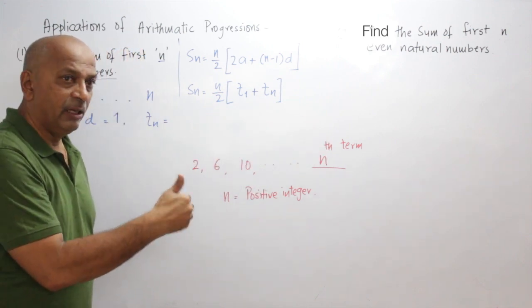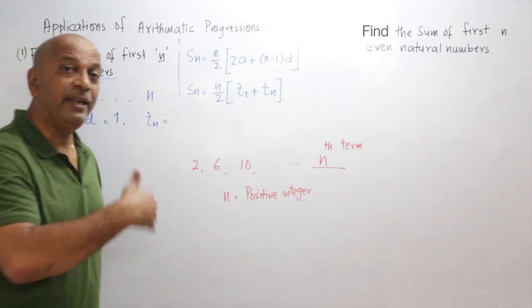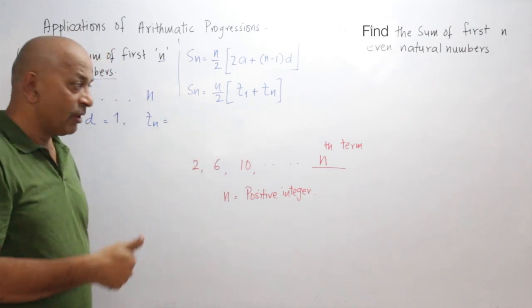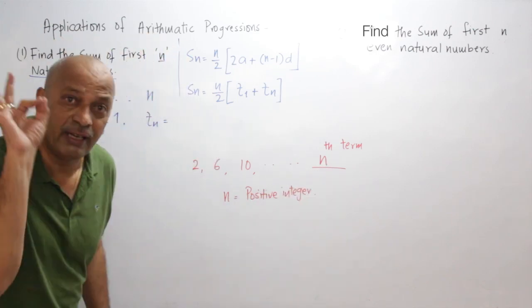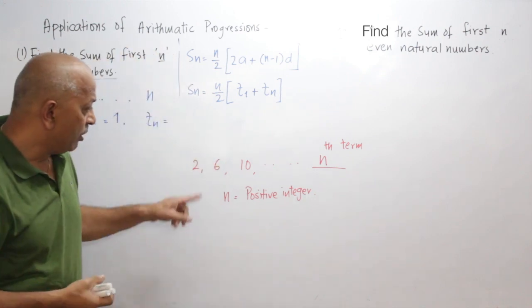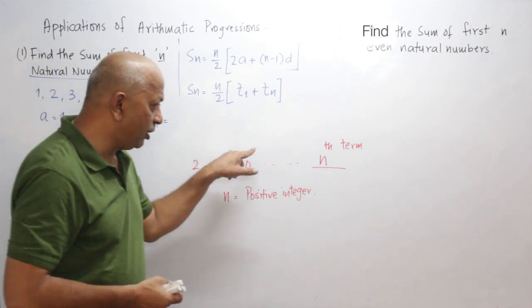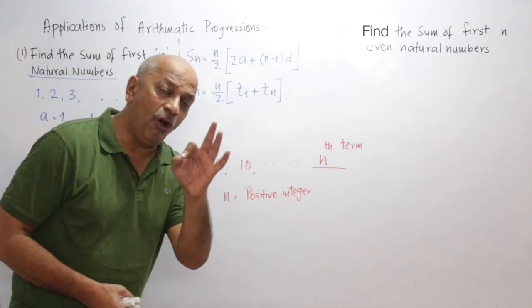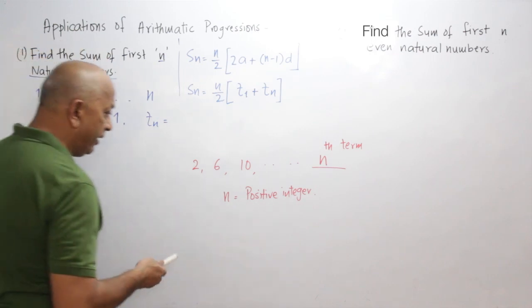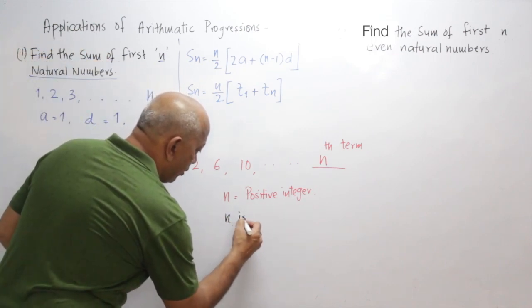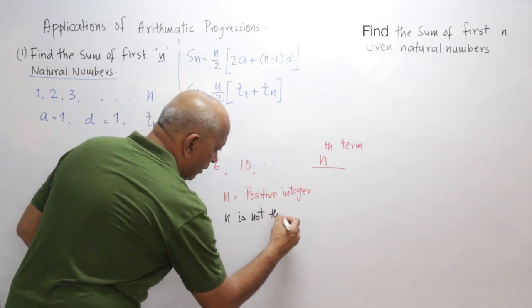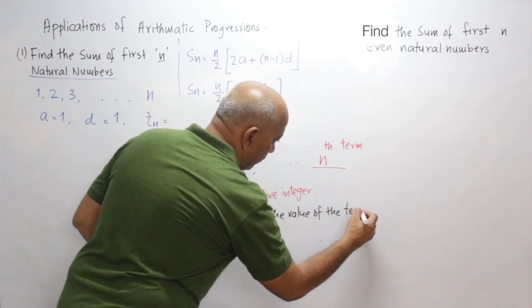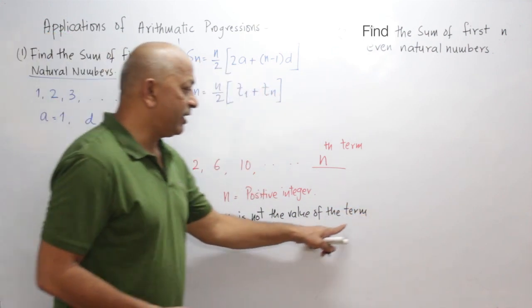Let us say Arun is standing at 10th place. Who is standing at 15th place? 15th is the place, and that is the n. n is the number. हा पहिला, first term, second term, third, fourth, fifth, so and so is the nth term. So n is not the value of the term. म्हणजे ही term ची value नाहीये.